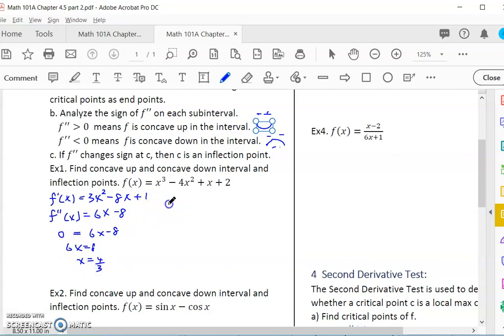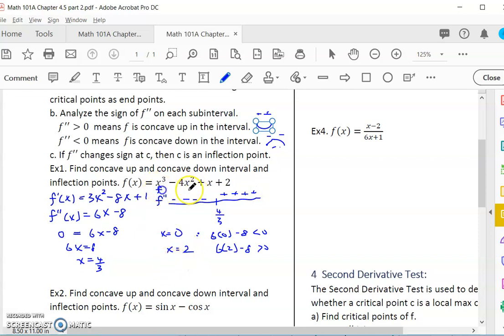And then we do the same thing. We draw the number line, right? 4 over 3. We put it in here for testing. What is less than 4 over 3? 0, okay? x equals 0. Test: 6 times 0 minus 8. Oh, it's negative. So this is the f double prime sign, negative. And then we do x equal to 2. So 6 times 2 minus 8, of course, is positive, right? Positive.